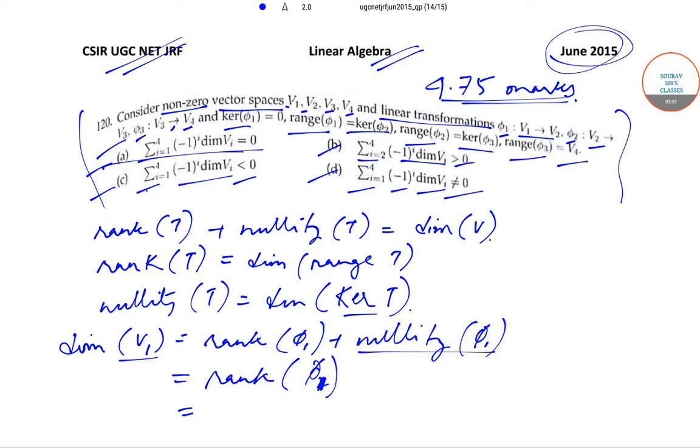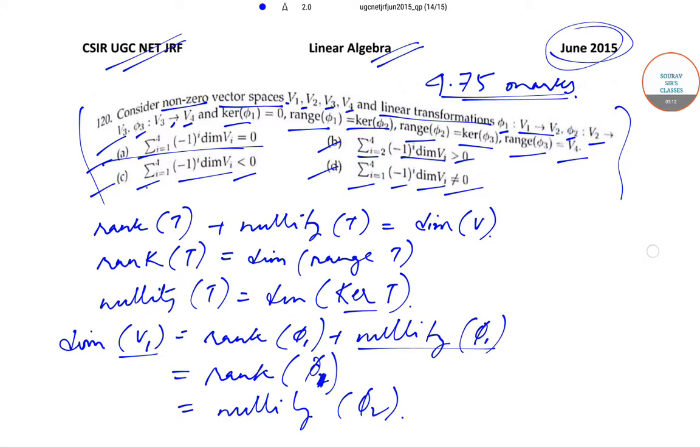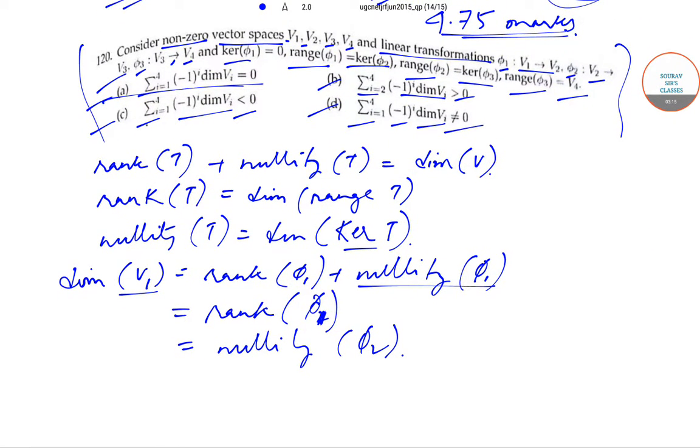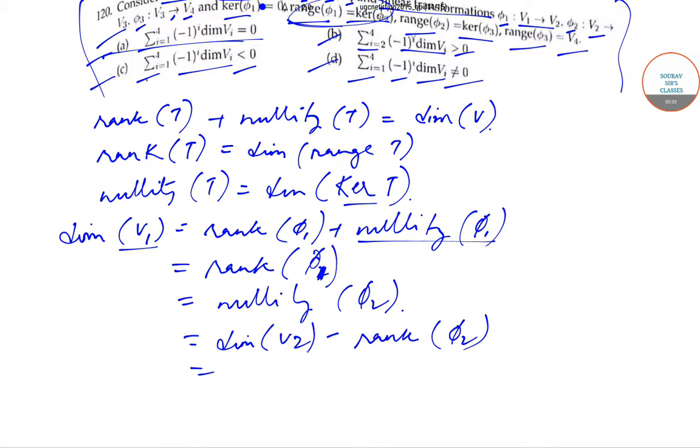So rank of phi1 is equal to nullity of phi2, since we are using this relationship. Now nullity of phi2 is nothing but dimension of v2 minus rank of phi2. Basically we will be using this relation, range of phi2 and these fellows over here. So now this can be written down as dimension of v2 minus nullity of phi3.